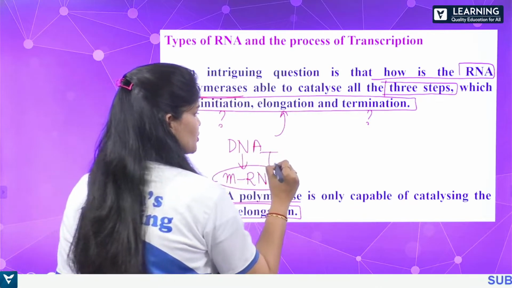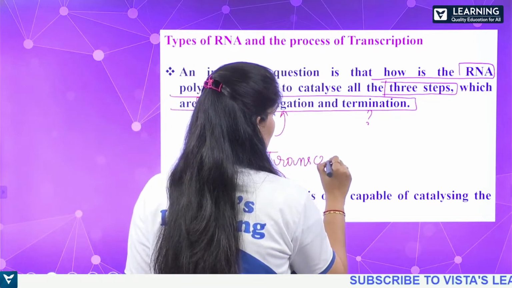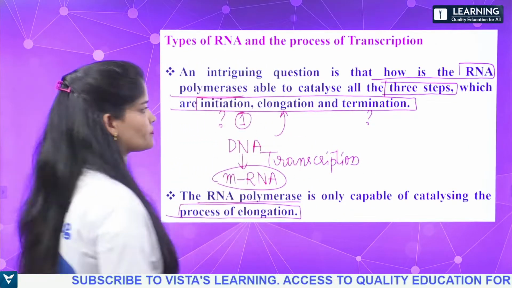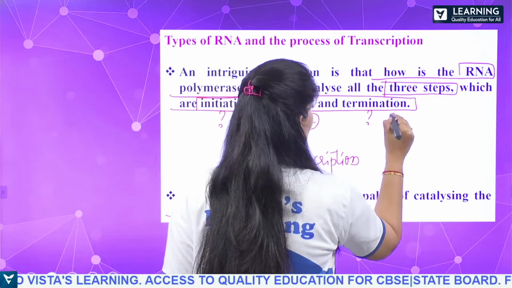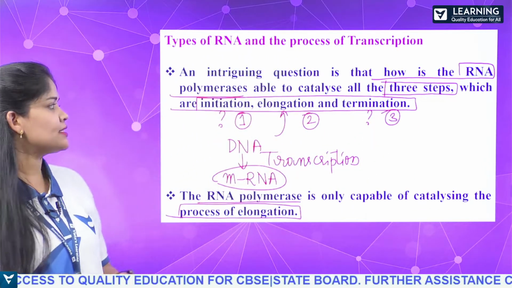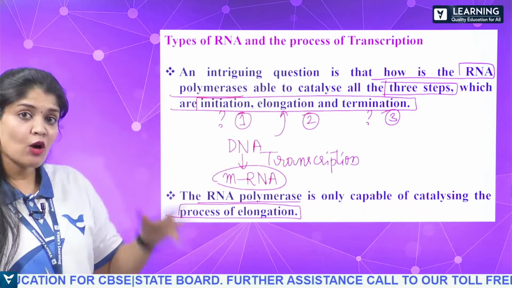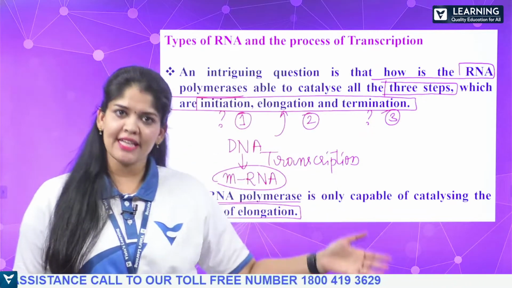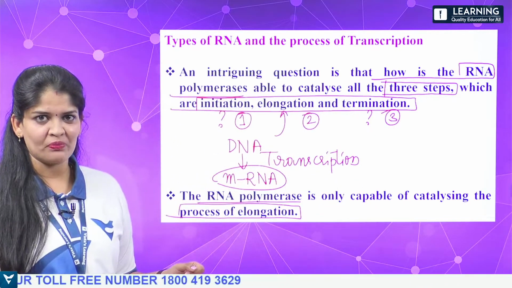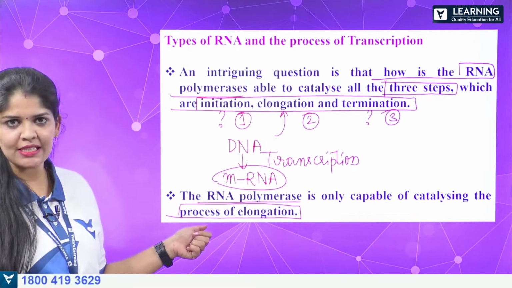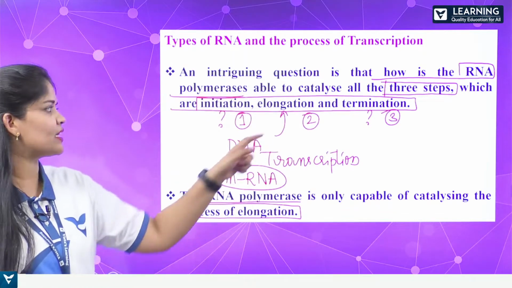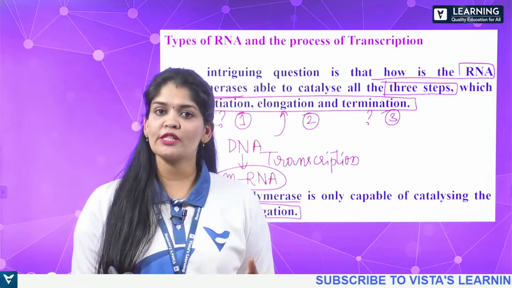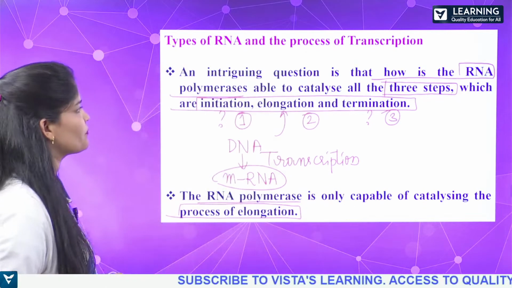In this transcription process, we have three steps: initiation, elongation and termination. This intriguing question is how a single RNA polymerase is going to carry out all the steps involved in transcription. It is known that RNA polymerase is capable of catalyzing only a single step, that is elongation, that is polymerization, which happens in the direction of 5' to 3'. Then what about initiation as well as termination?